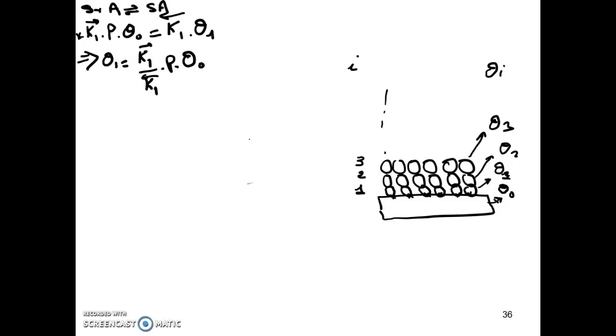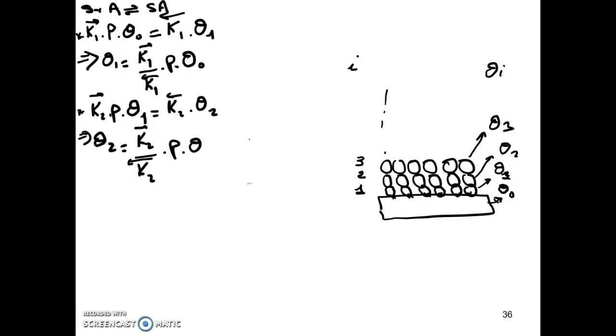If we do the same thing for the second layer, the adsorption will take place over the new substrate, which is now theta 1, equal to K2 desorption times theta 2, and this way theta 2 will be equal to K2 adsorption over K2 desorption times P times theta 1. If we extend this adsorption to the i layer, we will determine theta i equal to Ki adsorption over Ki desorption times P times theta i minus 1.